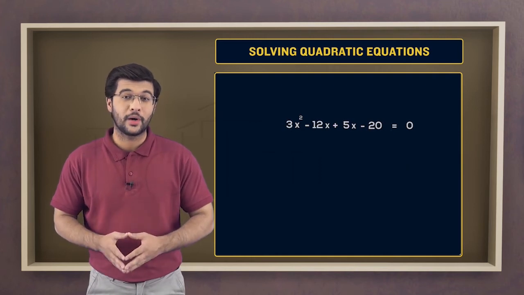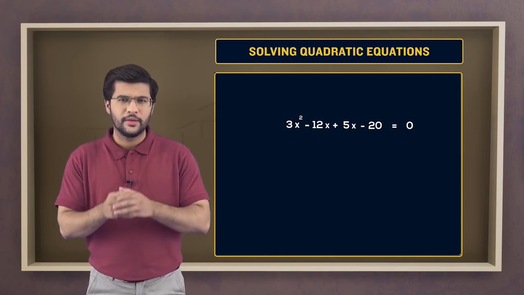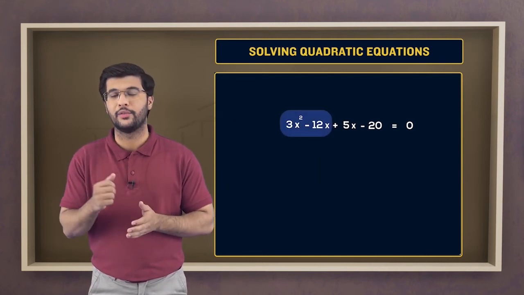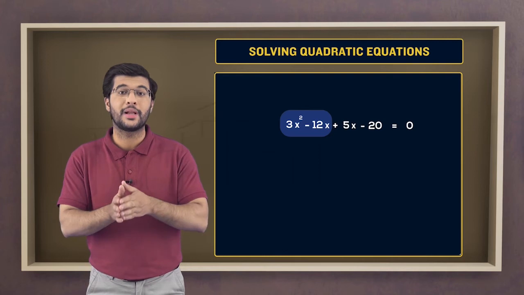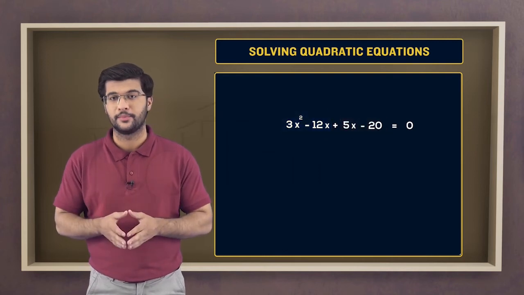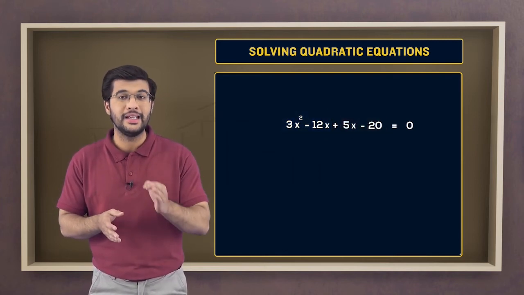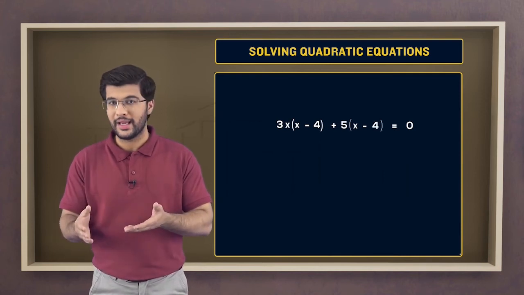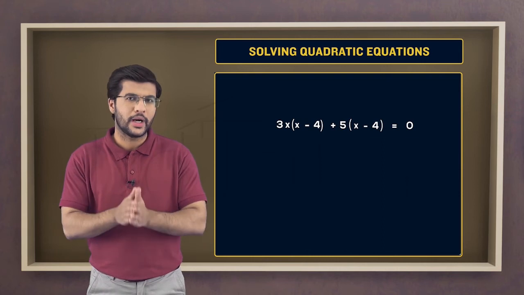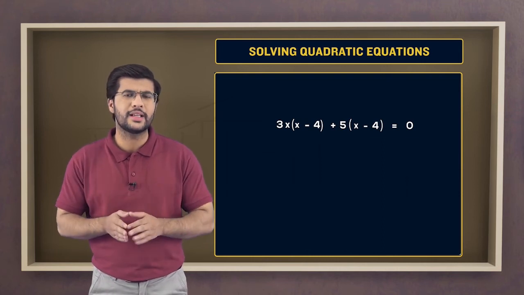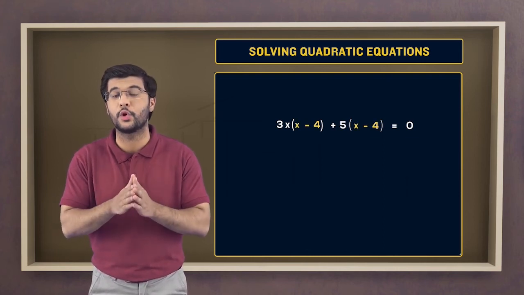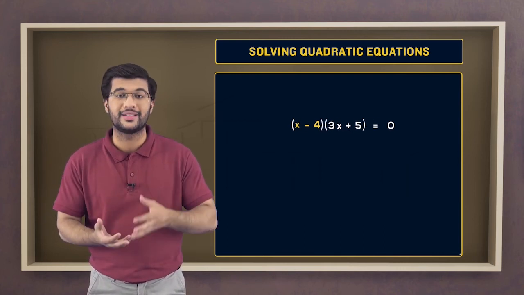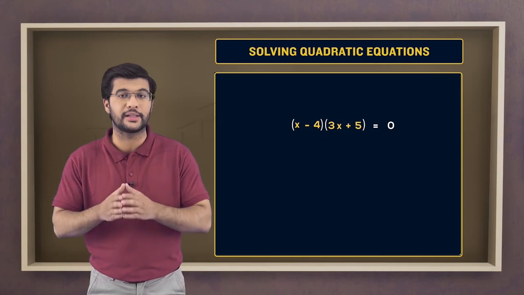It's a walk in the park from here on. We'll take the common from terms 3x squared minus 12x. And then from plus 5x minus 20, factorizing them as 3x into x minus 4 plus 5 into x minus 4. Right off the bat, you'll notice that both terms have x minus 4 common. So if we take it out, it automatically makes 3x plus 5 another factor.